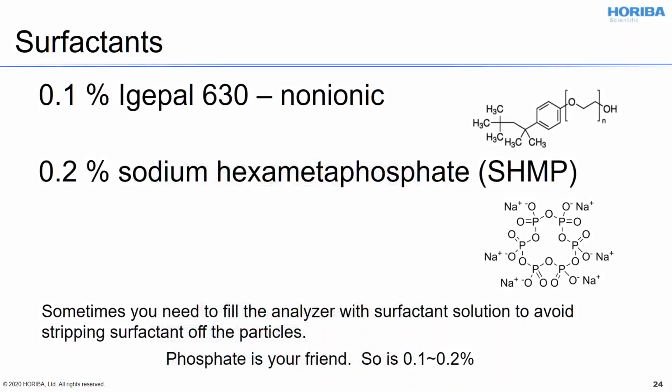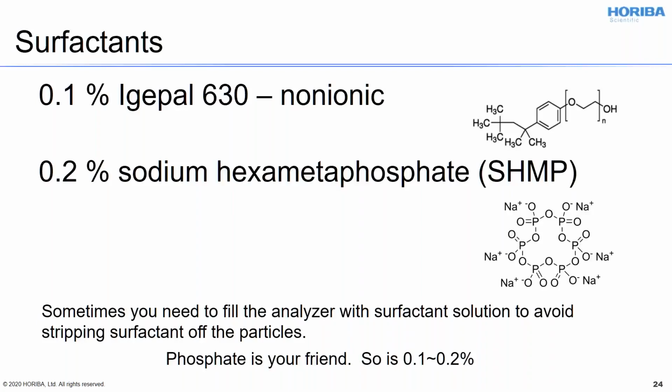Okay, we are going to post these slides online, so I want to go ahead and type out the two surfactants I mentioned: 0.1% Igepal, which is a non-ionic surfactant, and 0.2% sodium hexametaphosphate, which is, of course, ionic. Adding the note, yeah, sometimes you want to fill the analyzer with surfactant solution in order to keep things in good suspension. Just because I like alliteration, a comment that phosphate is your friend, especially around ceramics. They just seem to like them.